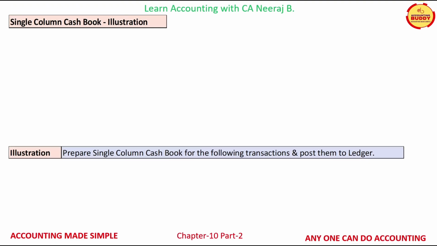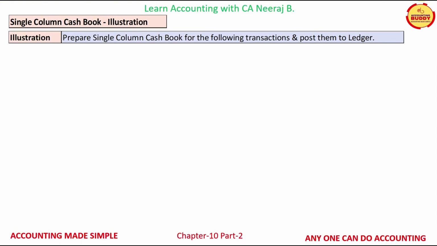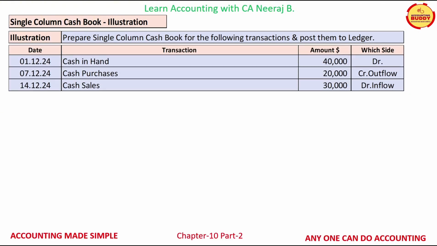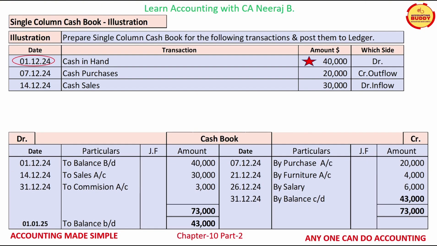Prepare a single column cash book for the following transactions and post them to ledger. First set of transactions are appearing on your screens. On 1st December, business had an opening cash in hand balance amounting to $40,000. Cash book of the business will look like as appearing on your screens.